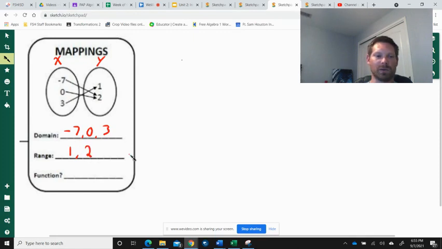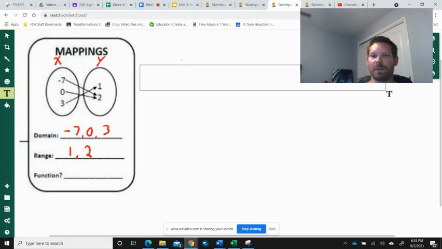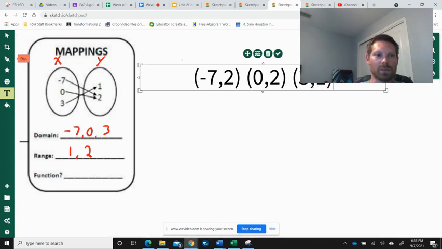Okay, it's a little weird as a first example like that where they don't match up. That doesn't necessarily mean it's not a function though. Let's see. I'm going to write these out as ordered pairs and see if that makes it a little bit more clear. -7. That arrow goes to 2. 0 has an arrow that goes to 2. And 3 has an arrow that goes to 1. All right. So there's what we got.